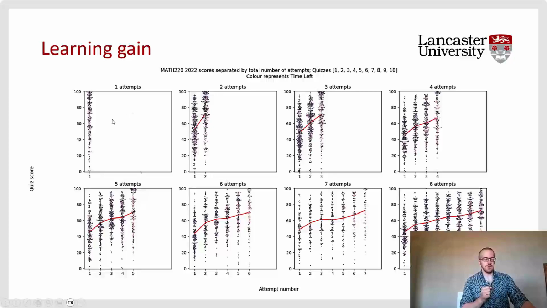So the first box here is, for example, the students who just took 1 attempt and then that was it. Okay. Second box, students who took 2 attempts in total. So the first column is kind of their first attempt, what mark they got, and the second is what they got in the second attempt, right? And then the line here is the average mark.